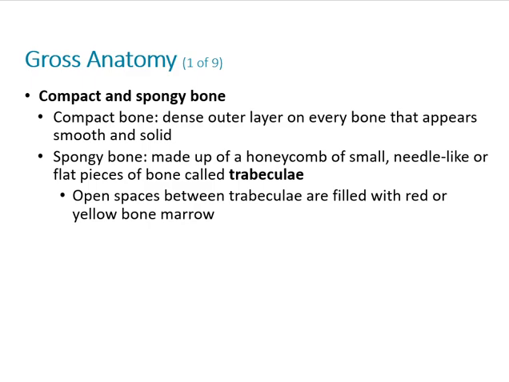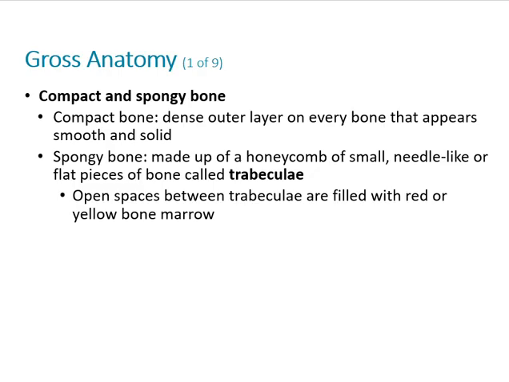So we're going to be looking at bone textures. We're going to be looking at compact and spongy bone because we're going to begin our look at the structure of bone by starting with its gross anatomy. Compact bone is dense and it's generally in the outer layer of bone, especially that type of bone that appears smooth and solid. Spongy bone tends to be more of a honeycomb that's internal, made up of small needle-like or flat pieces of bone called trabeculae. It's between these trabeculae and other open spaces that we find either red or yellow bone marrow.